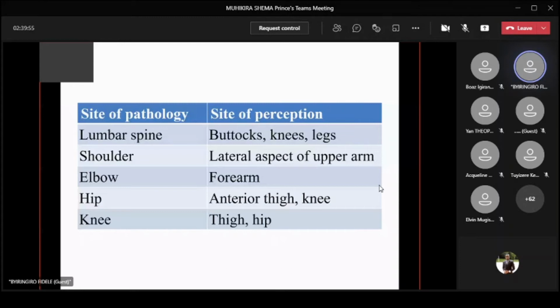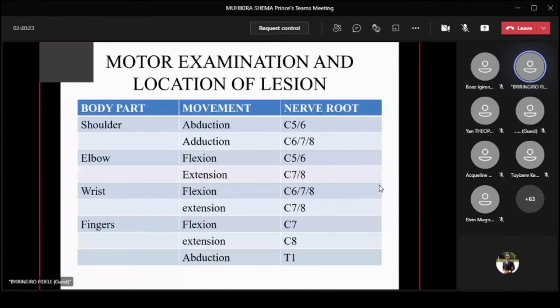So for this location of motor examination, you need to know exactly the movement of the parts: abduction, adduction, flexion, extension, and rotation. So these movements are very important to know, and the nerve roots which are concerned should also be identified when you are doing your physical examination.